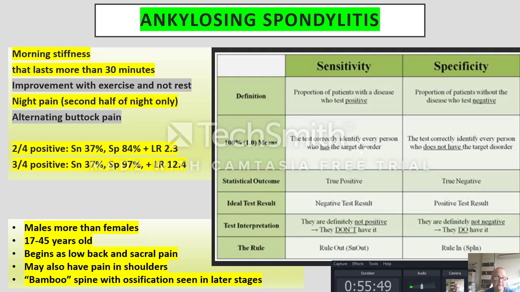More males, so males more than females, 17 to 45 years old. It begins as low back or sacral pain, and may also have pain in shoulders. Bamboo spine with ossification is seen later in stages.